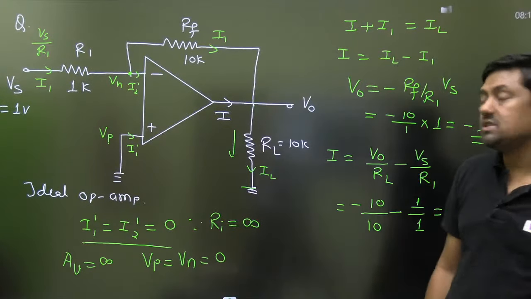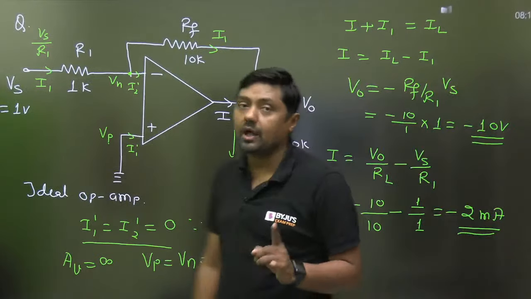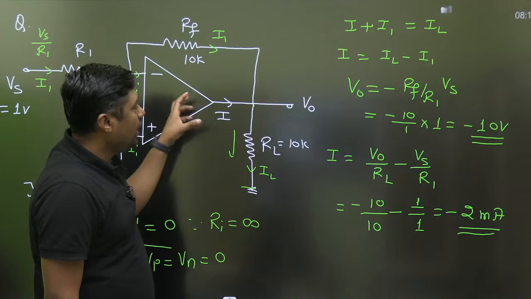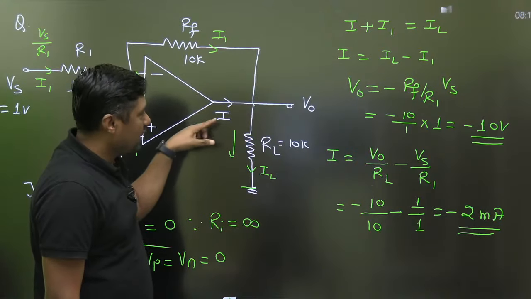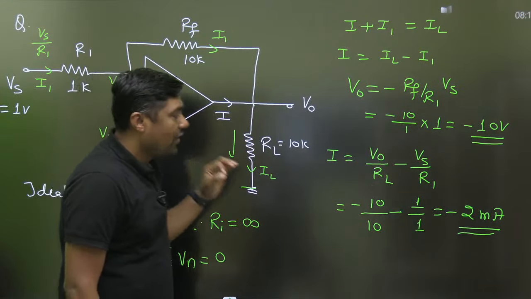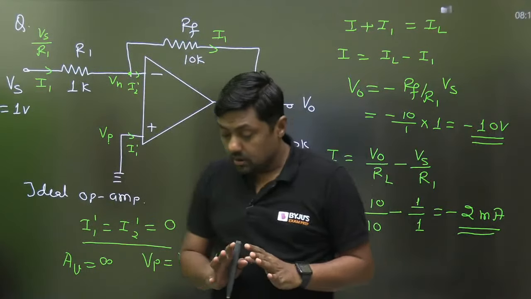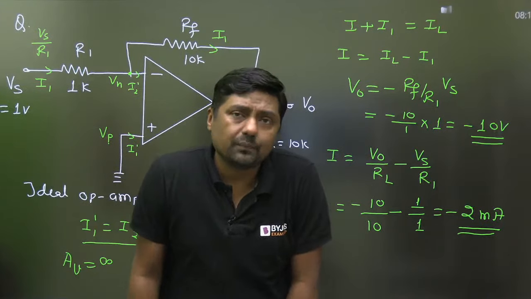With polarity. Always remember, we have to give the answer with polarity, because I have given the direction here, and that's why this is the negative value. Actually it is a negative value, minus 2 milliampere. That is the important answer for this particular question.